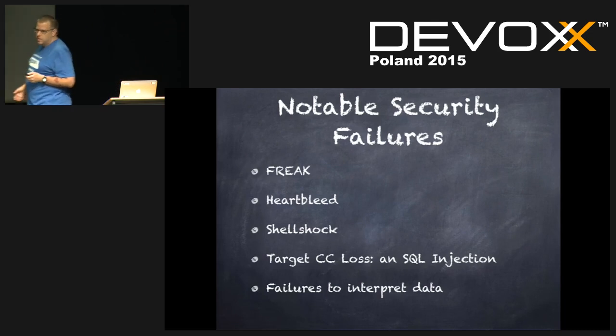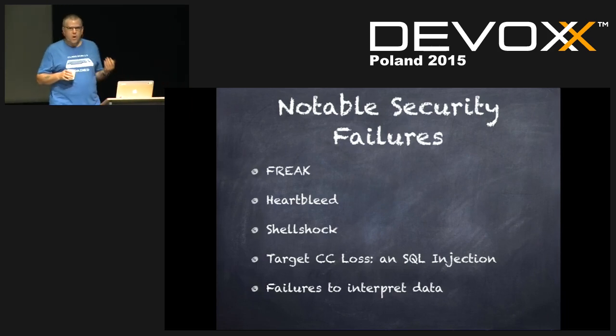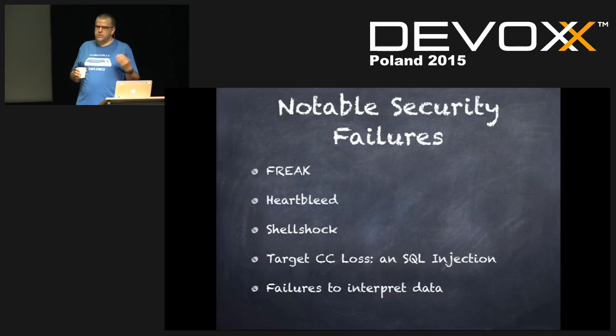A big department store in the US called Target lost 15, 20 million credit cards last year. They lost them because of an SQL injection attack. All of these attacks were failures to interpret data. So there's data on the wire that comes in. In each of these cases, because of a programmer error, the programmer failed to interpret the data correctly on the wire, and that led to either exposing the systems to having remote code executed on the systems, or exposing data within the systems.